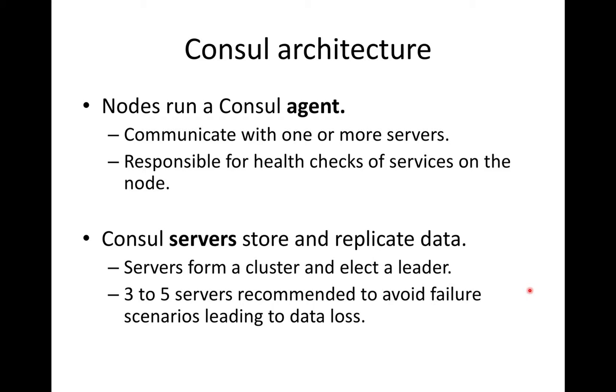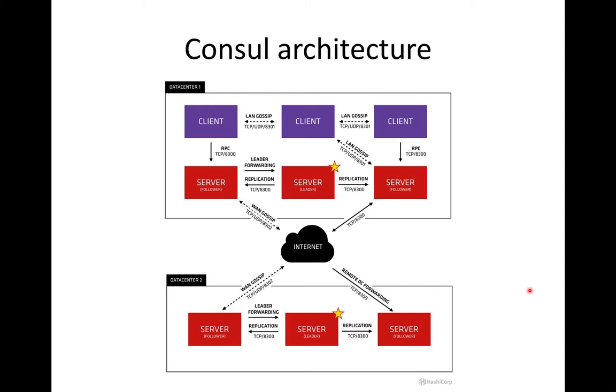The servers use the Raft algorithm, so they'll form a cluster, they'll elect a leader, and typically you'll run 3 to 5 Consul servers in an environment, and you do that because you want to be able to support high availability. So if one of your Consul servers fails, then you have other servers that are still up and running, and that can service the service discovery requests.